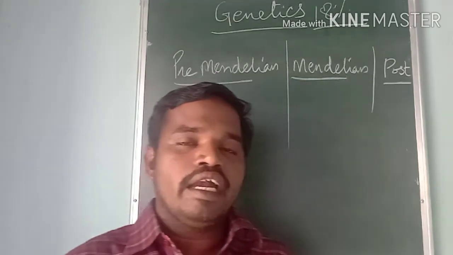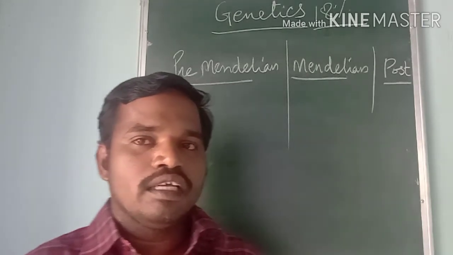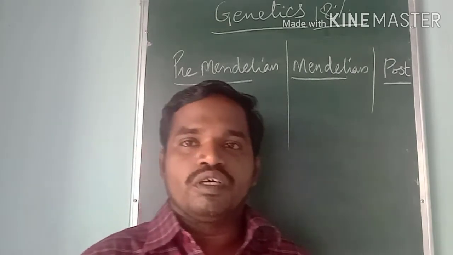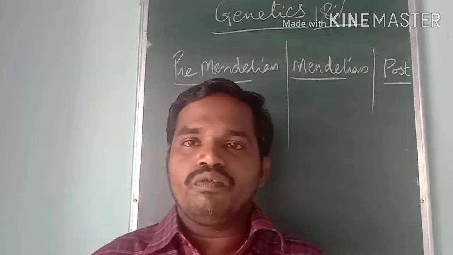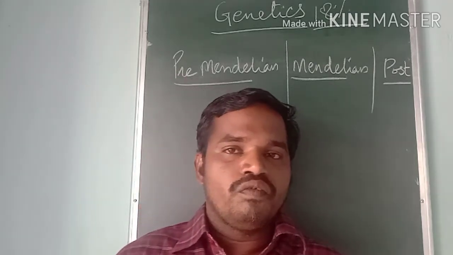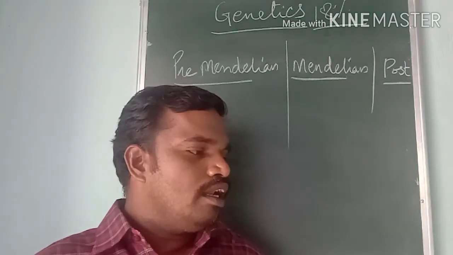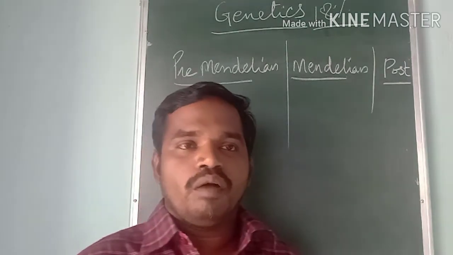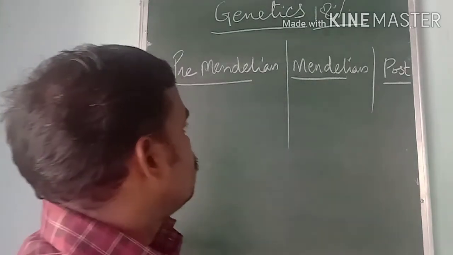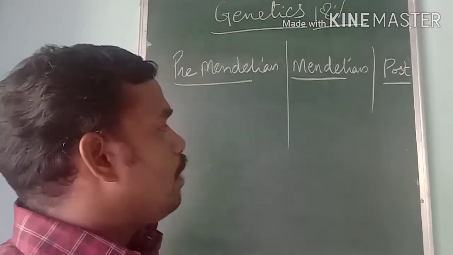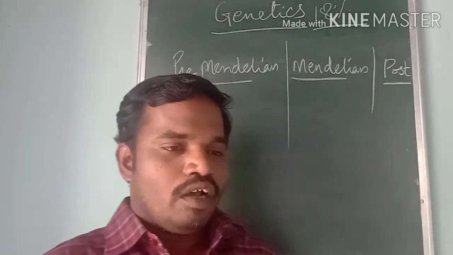Because he conducted the experiments in garden pea plants, and he published his book, where he mentioned that factors are responsible for the transmission of the character from the parents to offspring. He experimented with many allelic forms, three or four allelic forms of the traits, and everything he gave is accurate. In the beginning it was not accepted because at the time there was a lot of controversy.